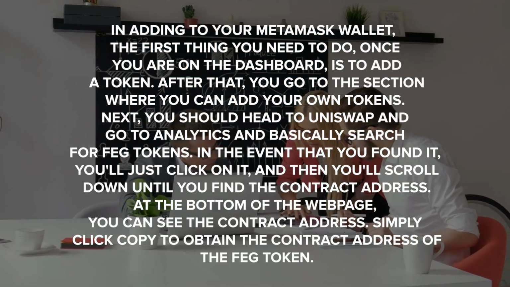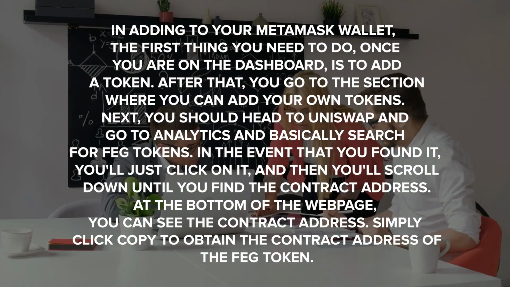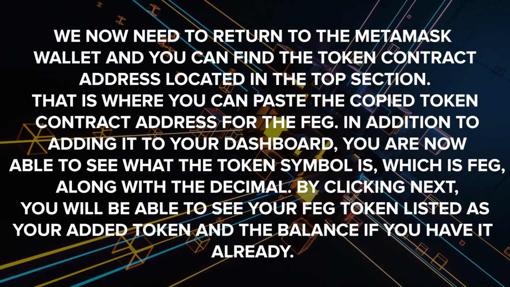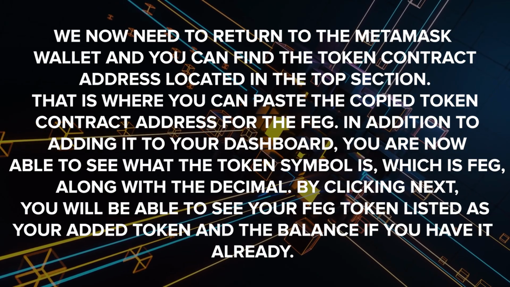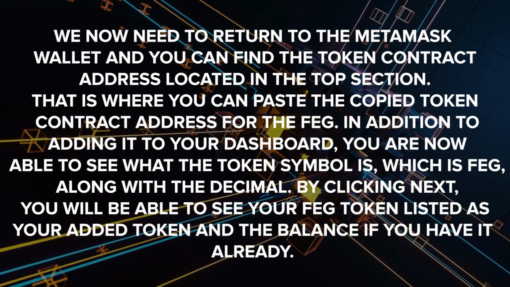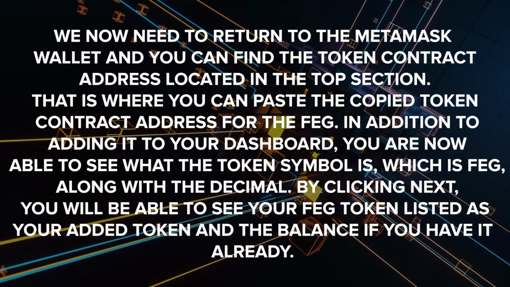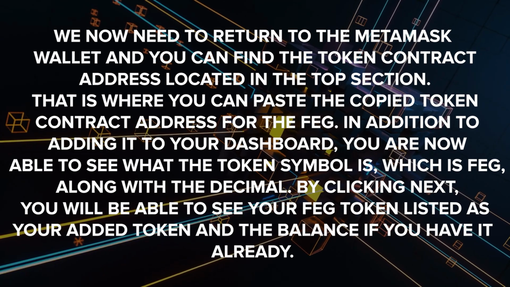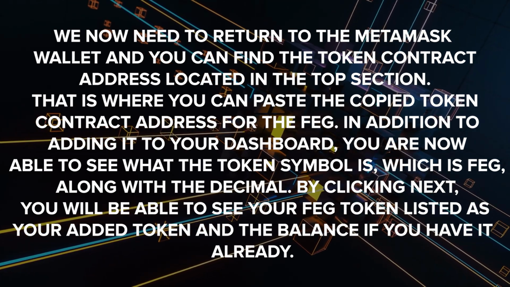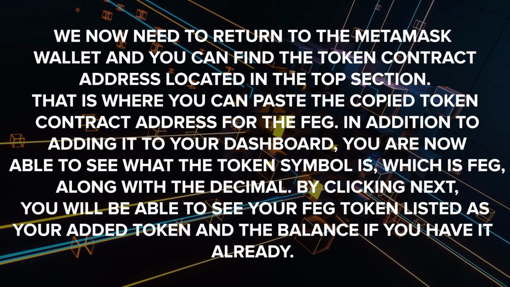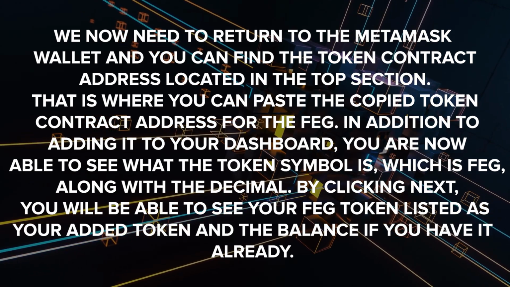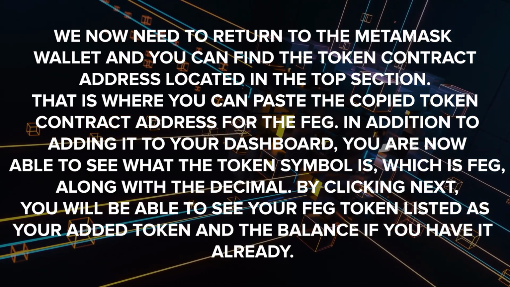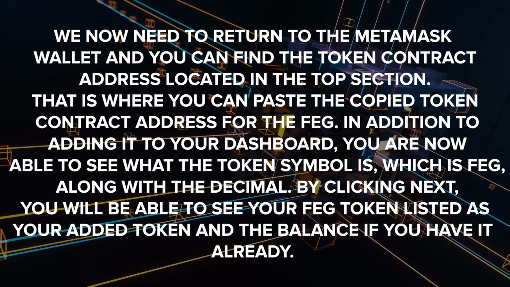Simply click Copy to obtain the contract address of the FEG token. We now need to return to the Metamask wallet, and you can find the token contract address field located in the top section. That is where you can paste the copied token contract address for the FEG token. You're now able to see what the token symbol is, which is FEG, along with the decimal.